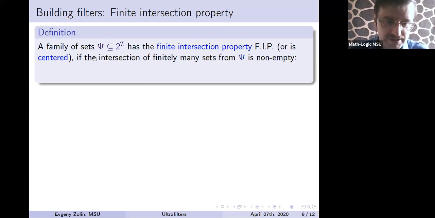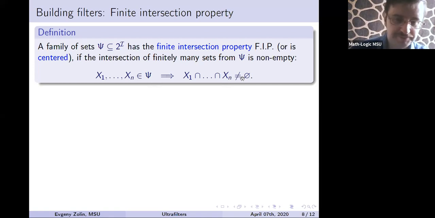This property means that if we take the intersection of finitely many sets from psi, then it is non-empty. We cannot guarantee that it is in psi again, but we must guarantee that it is non-empty. For any n and for any x1, ..., xn from psi, the intersection is non-empty. If this condition holds, then we guarantee that there exists a filter that has all these sets from psi.